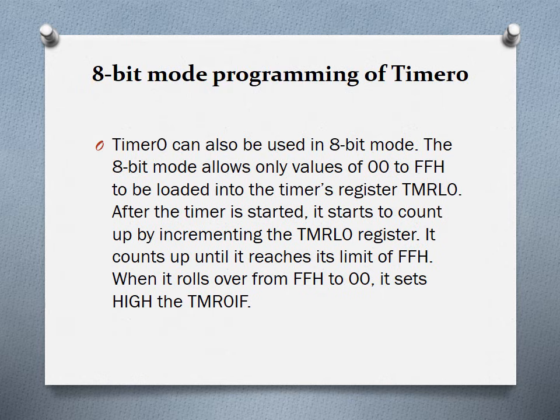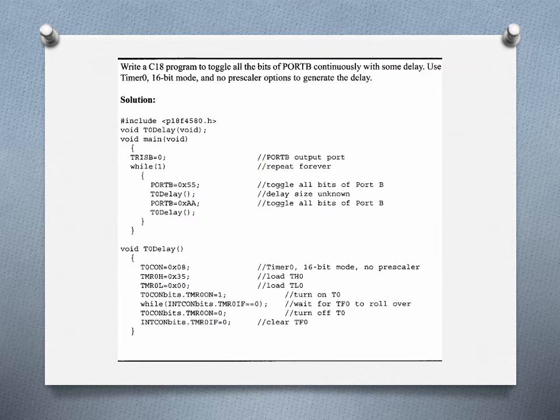As we know, in the 8-bit mode of timer 0, when the value rolls over from FF, which is the maximum value it can count, to 00, this timer interrupt flag would be set to 1. Similarly, in the 16-bit mode, as an up counter, the value will roll over from FFFF to 0000. Hence the flag would be set to 1. So this flag is present inside the INTCON. So look into this program.